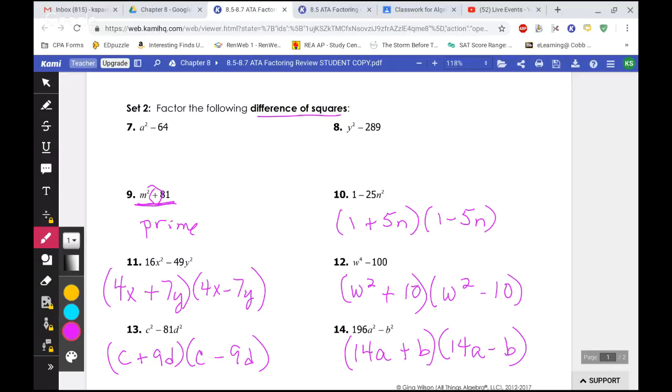Number 8, the square root of y squared minus 289. The square root of y squared is y and the square root of 289 is 17, so it's y plus 17, y minus 17. And number 7, the square root of a squared and the square root of 64. A plus 8, a minus 8.